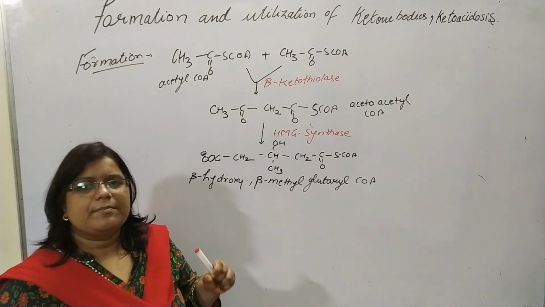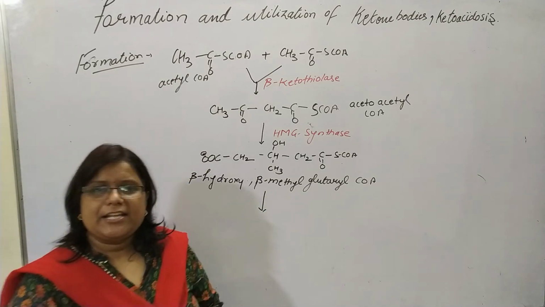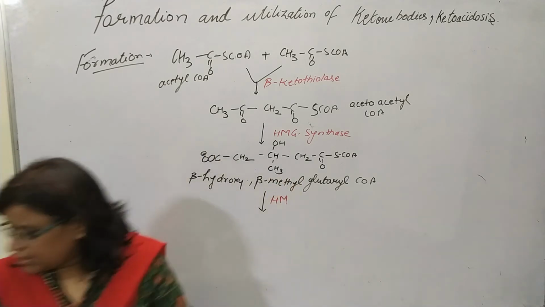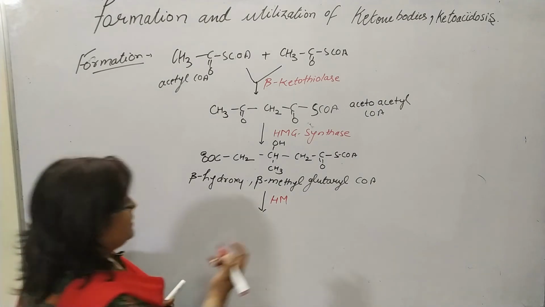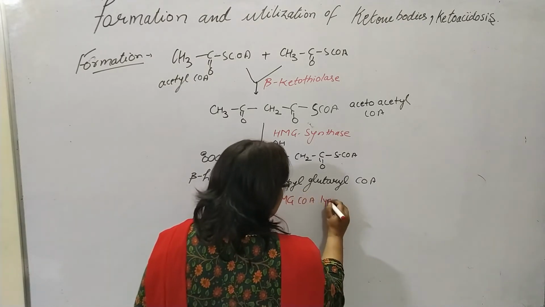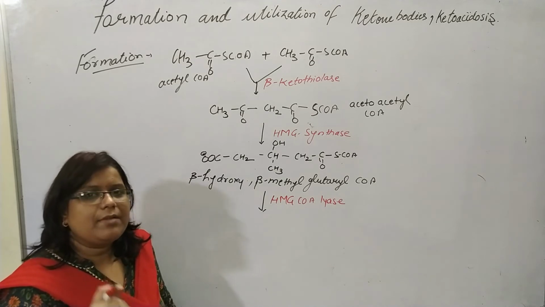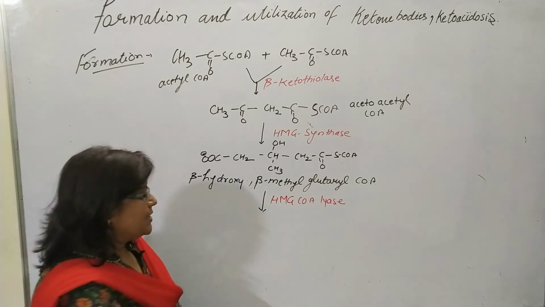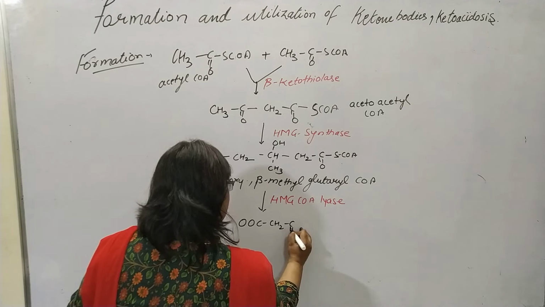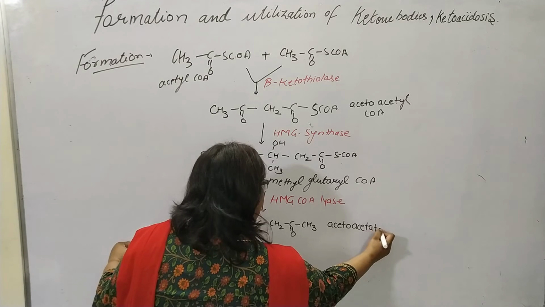Now this HMG coenzyme A will convert into acetoacetate in the presence of HMG lyase. Let me confirm, HMG lyase. Sometimes I get confused about that, so it's better to reconfirm. In the presence of HMG lyase, the HMG coenzyme A converts into acetoacetate. This is the acetoacetate.